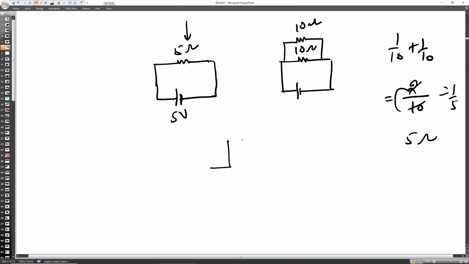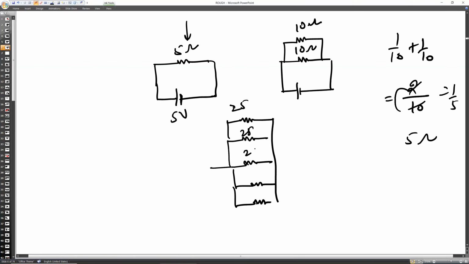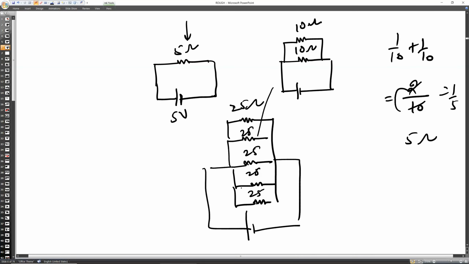If you have five resistors, each of 25 ohm, and you connect them in parallel with the 5 volt battery, the equivalent is not 25 ohm. Actually, if you calculate it, you will get 5 ohm. And whatever value you get, the potential difference will be the same in all cases. So in parallel, the potential difference remains the same. In series, the current remains the same.